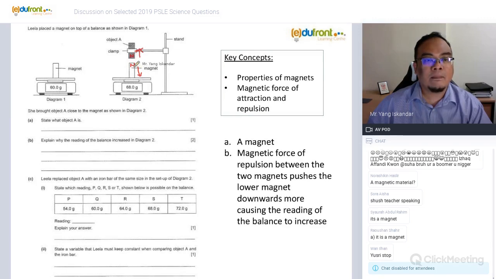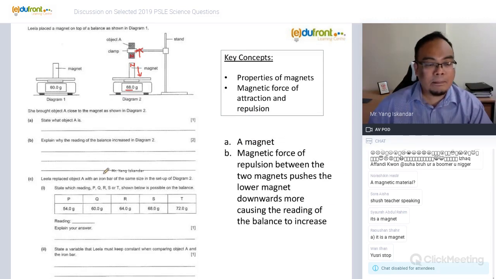When it repels, the magnet at the bottom part will be pushed further down. That's why the reading here is 68 instead of 60. So the magnetic force of repulsion between the two magnets pushes the lower magnet downwards. Remember, this part here cannot be pushed outward because it is stuck on the clamp on the retort stand. But the one at the bottom will be pushed further down, right? That's why causing the reading in the balance to increase. That is for part B.